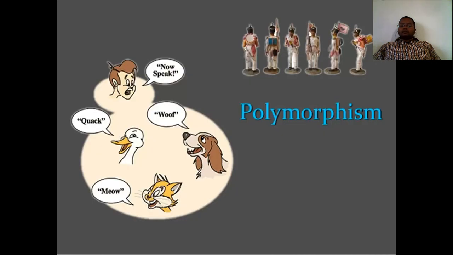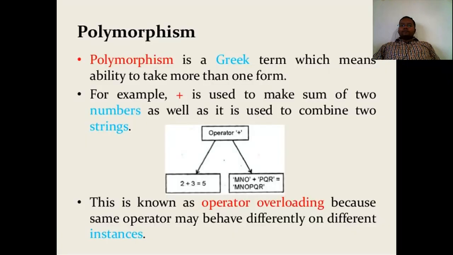Last, or rather second last, is polymorphism. What is polymorphism? It takes more than one form. Polymorphism is a Greek term which means the ability to take more than one form. For example, the plus operator is used to make the sum of two numbers, as well as to combine two strings. Means the plus operator takes more than one form. It does the addition of two numbers, and also the addition of two strings. This is known as operator overloading, because the same operator may behave differently on different instances. That is called polymorphism.